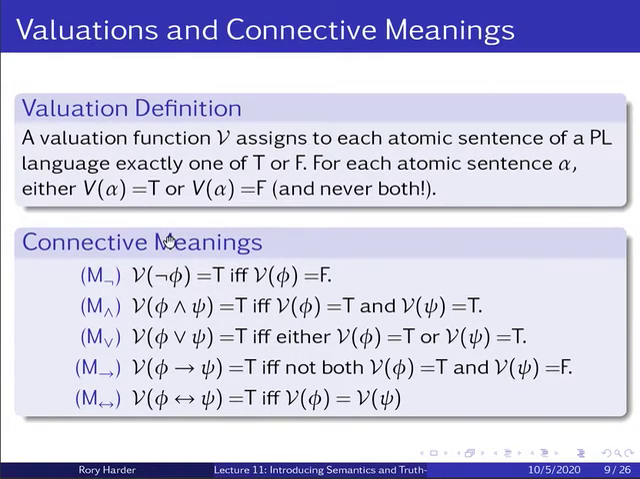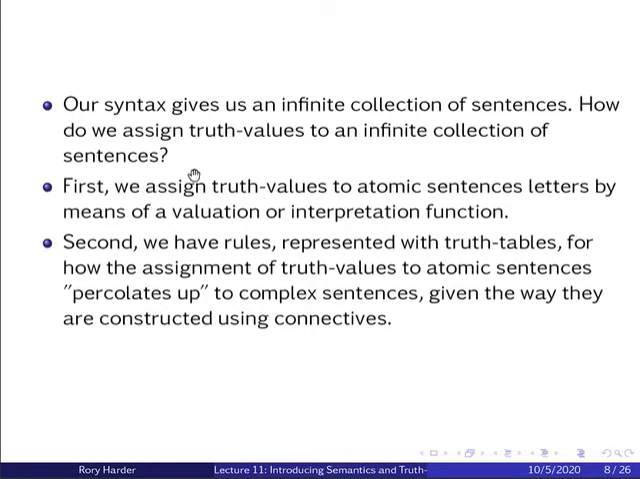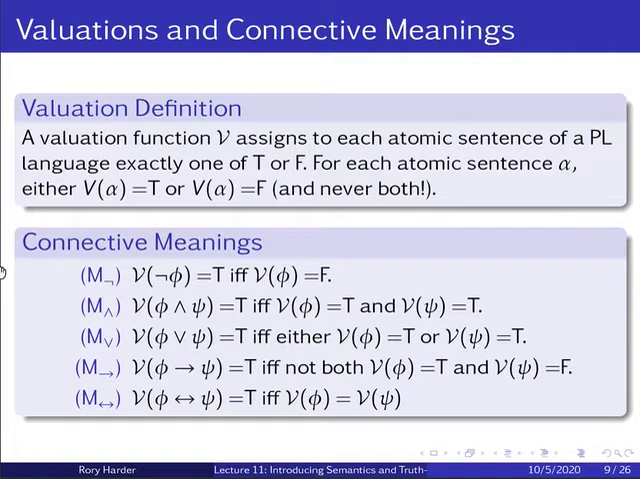So that represents the first part here, which is that we are allowed to assign truth values to atomic sentences by means of an evaluation or interpretation function. But then second, we need to have rules for how the stipulations about the truth or falsity of the sentence letters go on to determine the truth or falsity of complex sentences, which are built up out of those sentence letters. And because those complex sentences can be infinitely complex, the rules we have to state very generally.